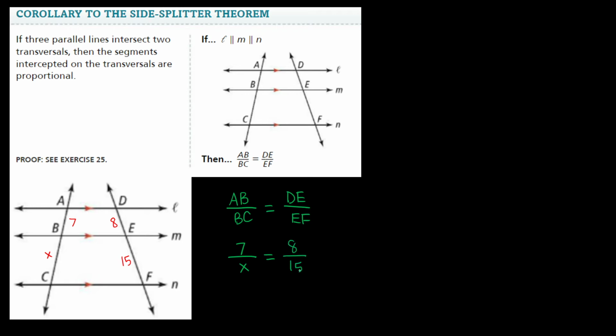So now we just need to solve that proportion for X. We're going to cross multiply, so 8 times X is 8X, and 7 times 15. 7 times 15 is going to be 105.